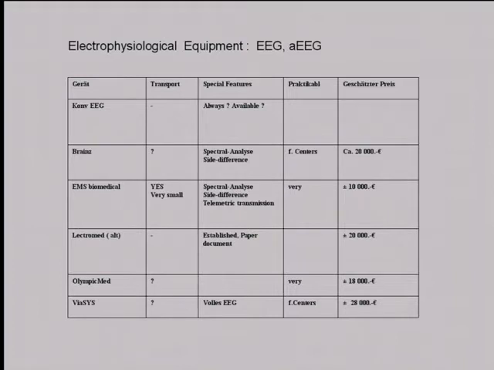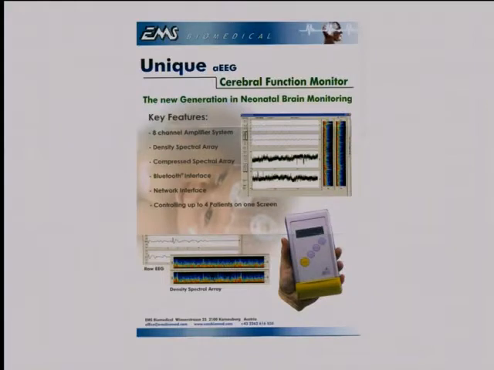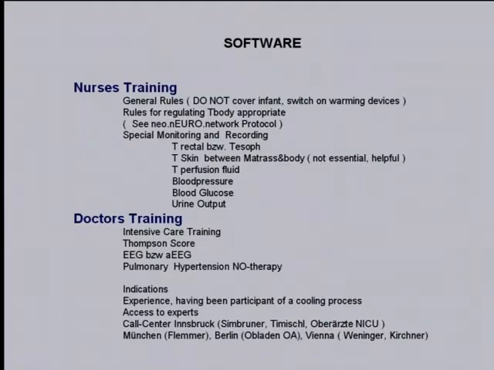Otherwise, simple devices were the Electromed, the old one still very good, or a very simple device, the AMS cerebral function monitor. Next slide. That's the AMS. It's a small device. It gives you side differences. It has also tele transmission of the signal. Next slide. Then you need some software.